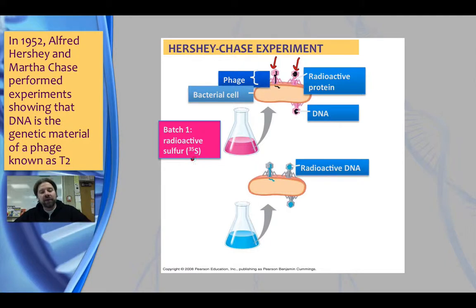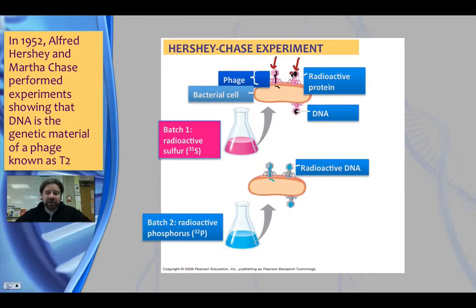And what we know about protein is that there are disulfide bridges in protein. So everywhere there's going to be a disulfide bridge, you're going to have this hot radioactively labeled sulfur as part of your protein, which is then going to make up the coat of your viruses if you grow them in there.